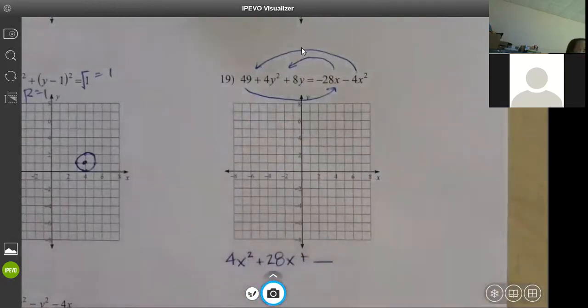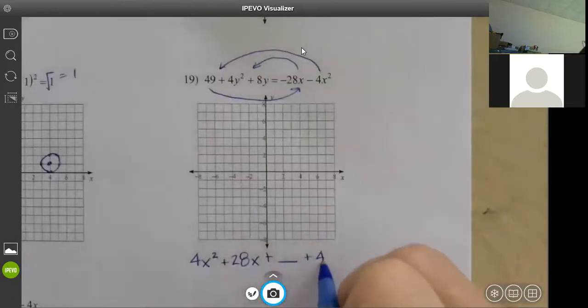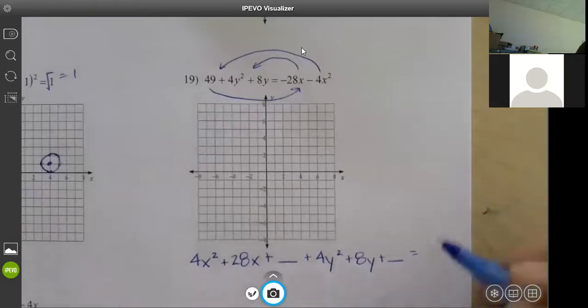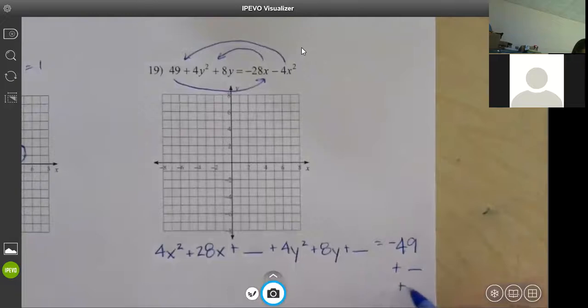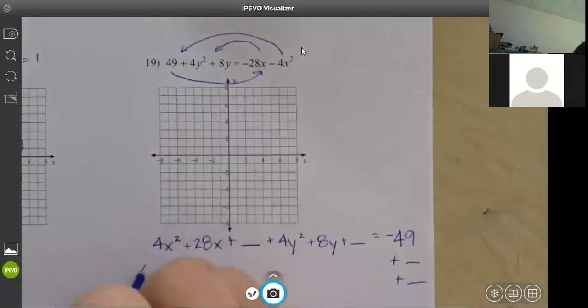We can go ahead and put our blank, but we're going to talk about this one in just a second. Plus 4y squared plus 8y plus blank. I don't like that this one's on here, and I'm sorry that I have it on here. Minus 49. Don't forget your 2 blanks. All right, so this is as complicated as it gets. If you notice, both of these numbers are divisible by 4, right? So I can pull that 4 out.